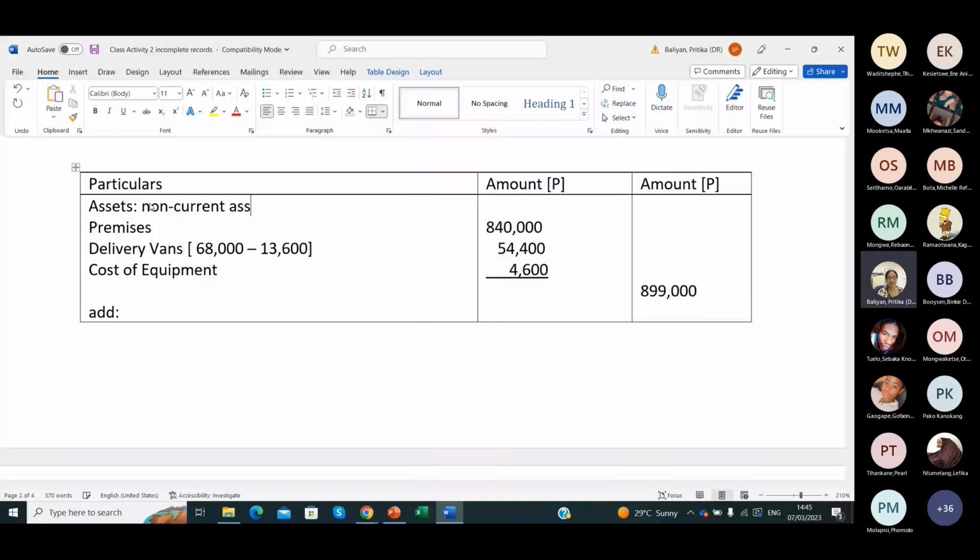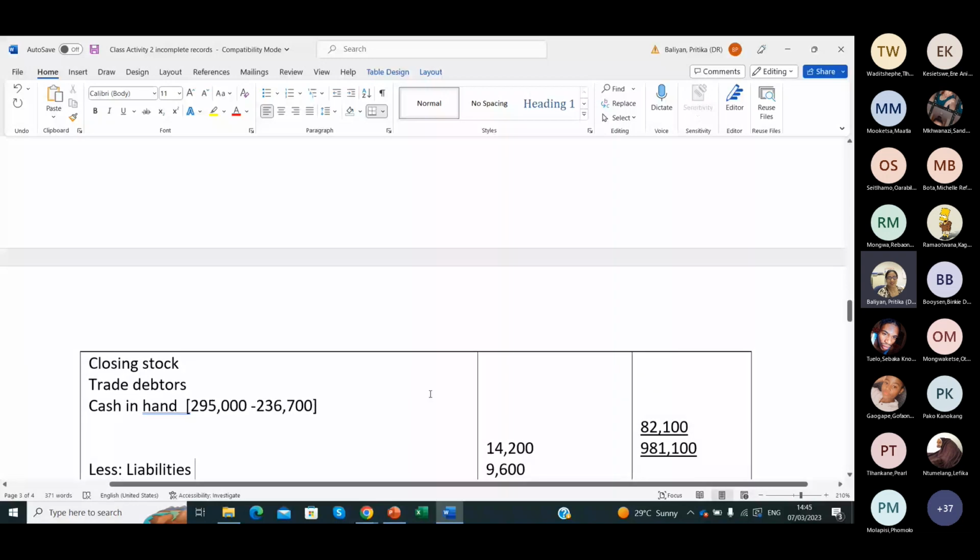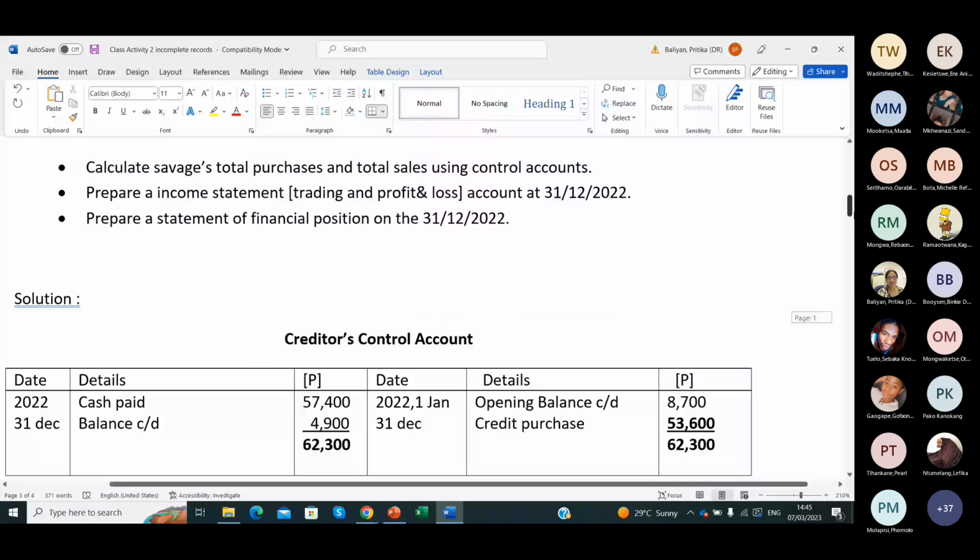Okay, then we go for current assets. The current assets are given as closing inventory, trade debtors. So how much is closing inventory? The value of closing inventory is 14,200. Okay.